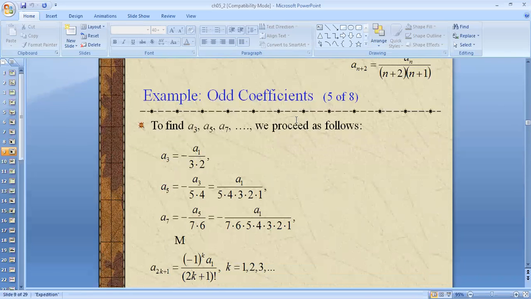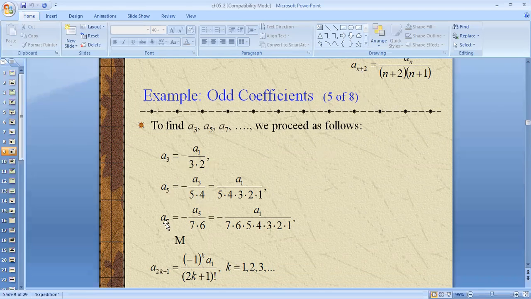Now, for the odd coefficients, to find A3, A5, A7, we can proceed in this way. Putting n equals 1, we get A3. Putting n equals 3, just the odd coefficients, we get 5, 4, and this is the 3, 2 and 5, 4.